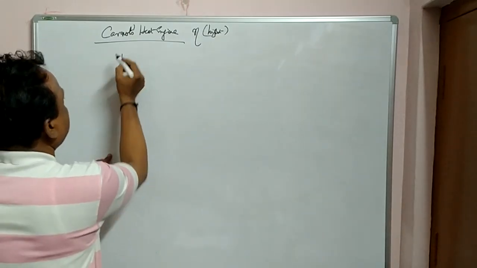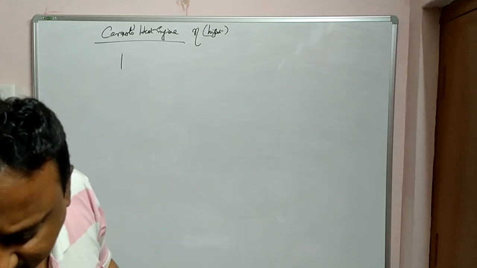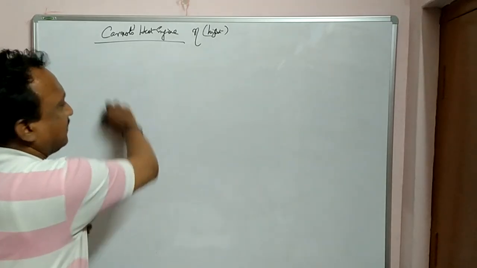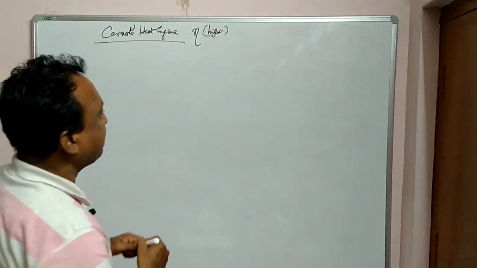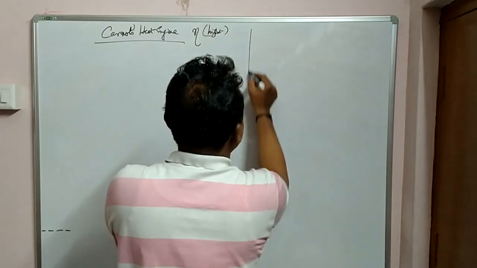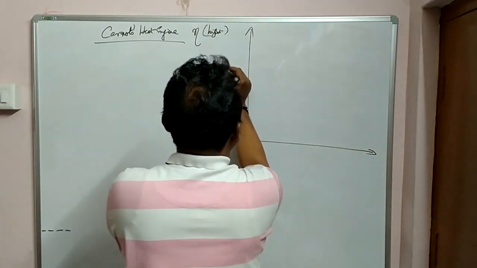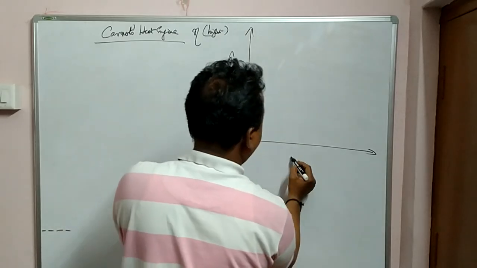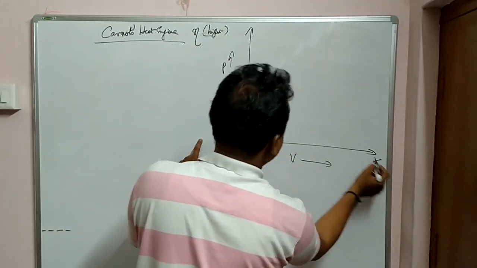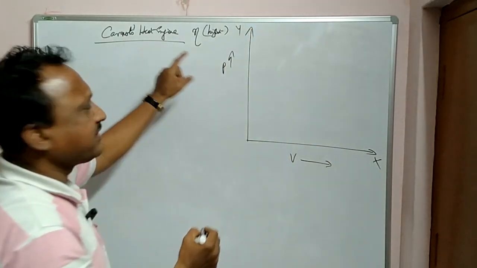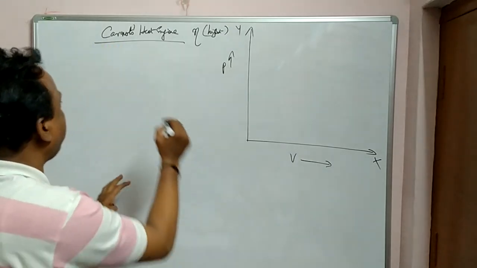First let us go to the cycle, then I'll go to the block diagram. First let us see the PV graph, and after the PV graph we'll go to the block diagram. This is pressure on the y-axis, volume on the x-axis. In the Carnot cycle there are 4 processes, very very important.